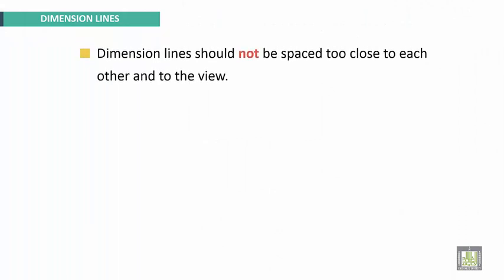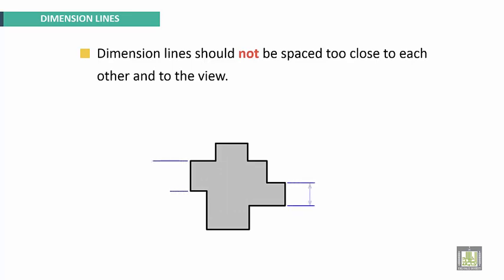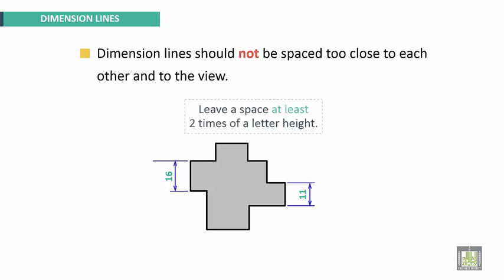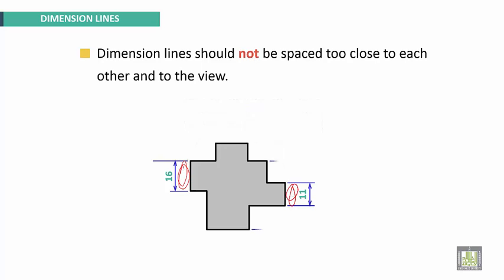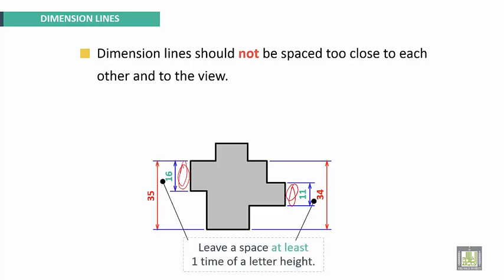Dimension line. Dimension lines should not be spaced too close to each other and to the view. One example. This dimension line, for example, 11, 16, leave a space at least 2 times of a letter height. Here you have to leave space here and leave space here. This is good. 34, 35, leave a space at least 1 time of letter height. Here also, this is good. Here also it's good.